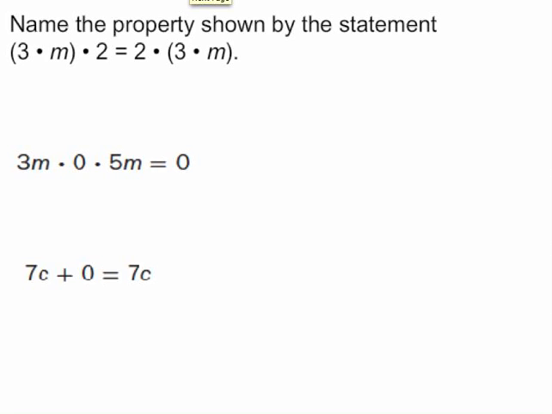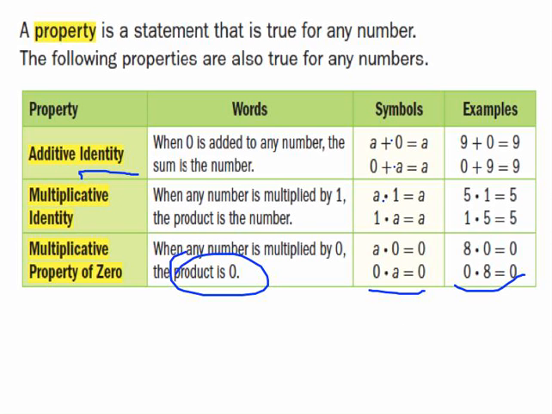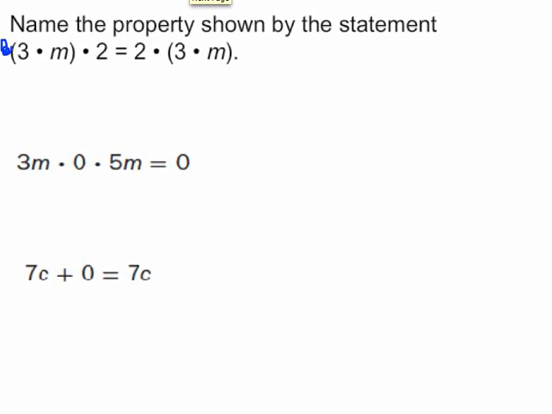Name the property that's shown by the statement. So let's look at this first one here. What do I see happening? Well, I do see grouping symbols. However, I don't see numbers being regrouped. So automatically I think back to what could this be? It's either the associative or the commutative. But since the numbers are not being regrouped, then I'm looking at the commutative. Let's see. Well, I see one item or one term being multiplied by another, and then I see them being flip-flopped here. So this is the commutative property of multiplication.